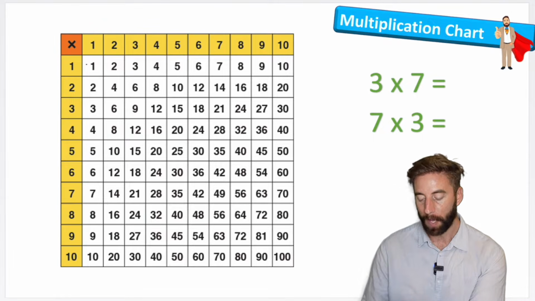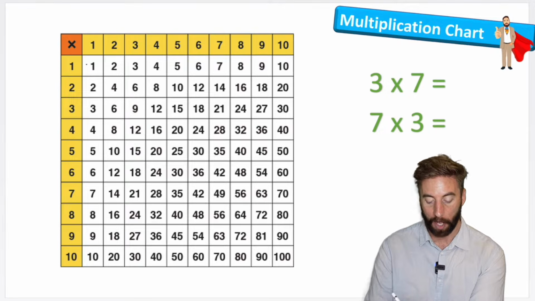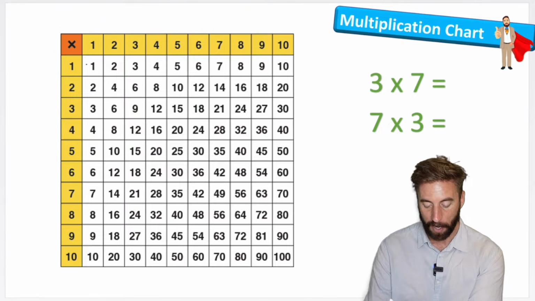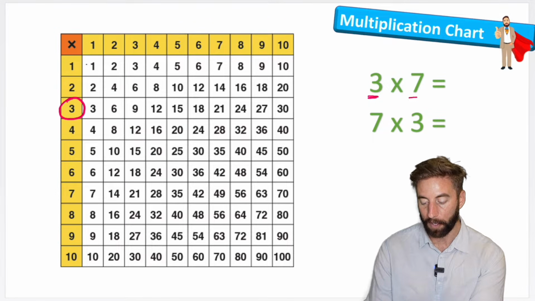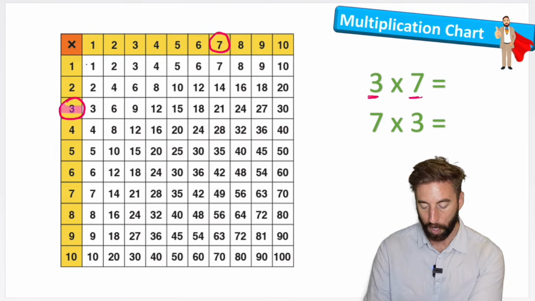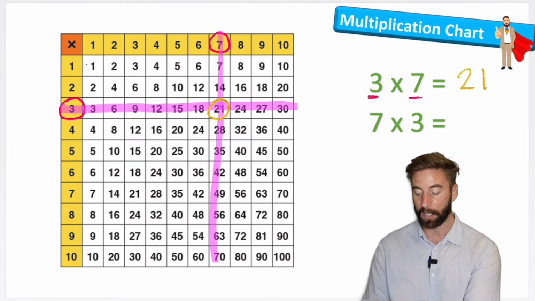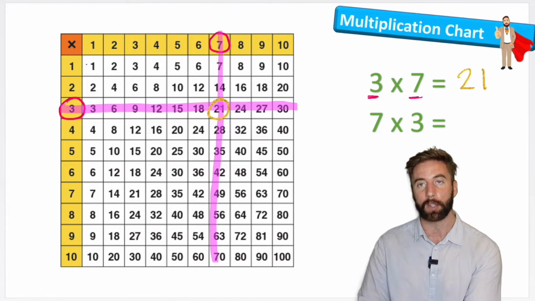One more. And I want to show you something here. So let's say we start with 3 times 7, and we start by looking for our 3 down the side. There it is. And then we look for our 7 along the top. Here it is. And then we draw our lines. You can see that our line crosses at the number 21. So our answer to 3 times 7 is 21.